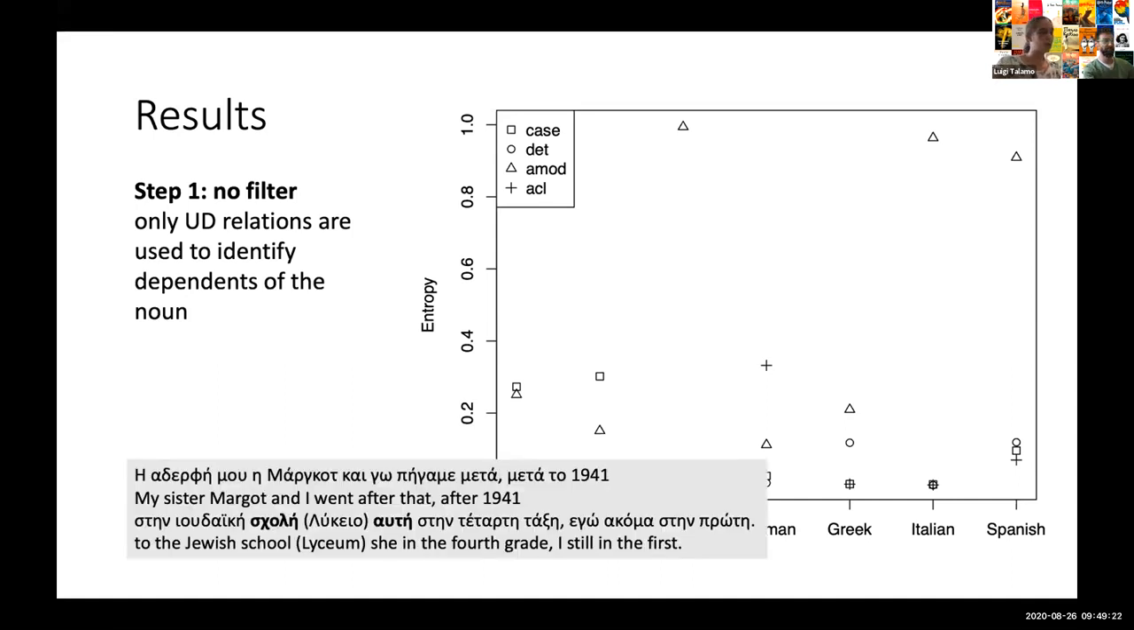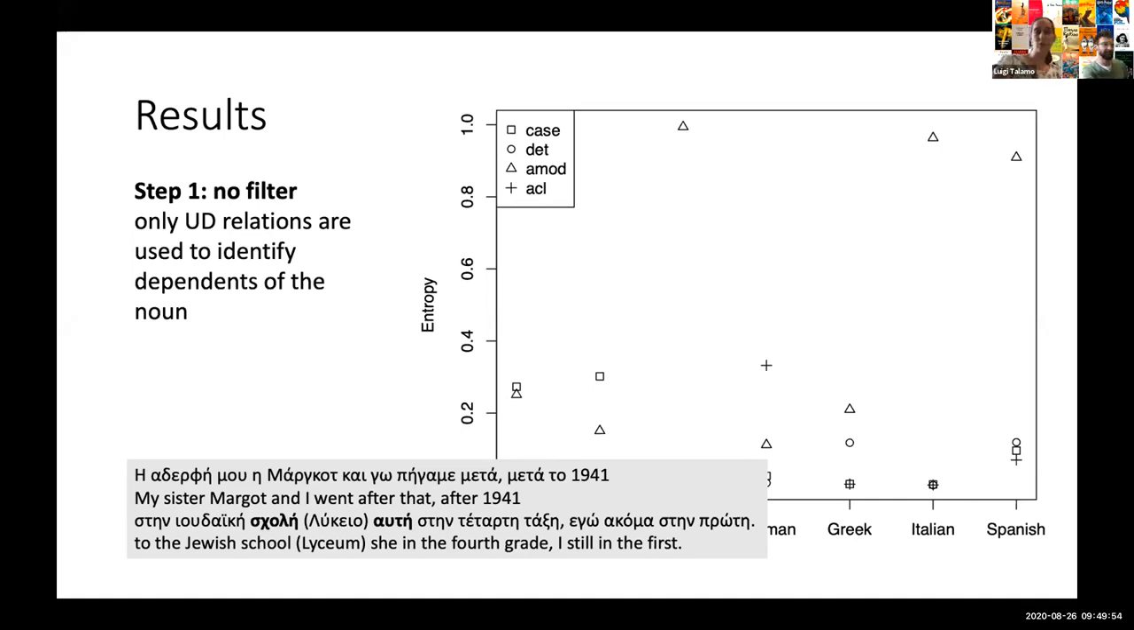Here is a short example where the Greek parser wrongly identifies a noun determiner relation. Under the determiner category in UD, pronouns can also be determiners. And here the pronoun afti, which is the second word in bold, is treated as the dependent of the noun skoli, which is the first word in bold here. And of course, we can see from the English clause, and those of you who know Greek, that the pronoun belongs to the next clause. So we have to deal with this noise.